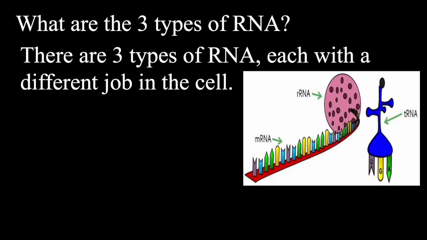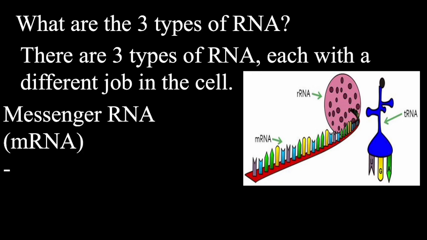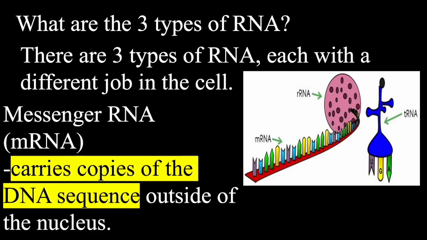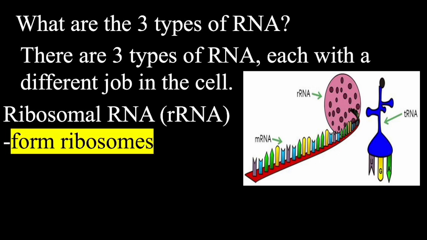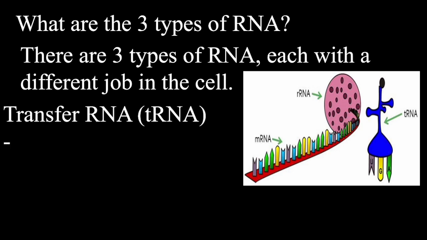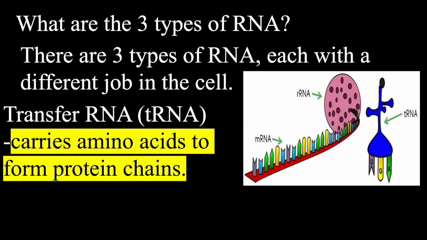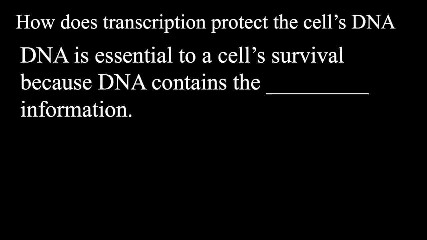Now there's 3 types of RNA, each with a different job in the cell. The first is mRNA, known as messenger RNA, and this carries copies of the DNA sequence outside of the nucleus. Next you have ribosomal RNA, which is known as rRNA. This forms ribosomes. The last type of RNA is transfer RNA, or tRNA. This carries amino acids to form protein chains.